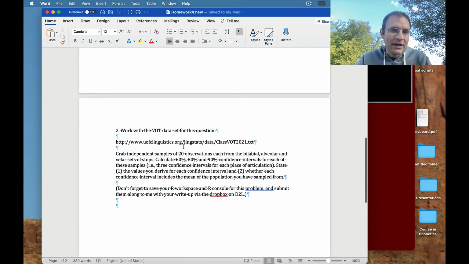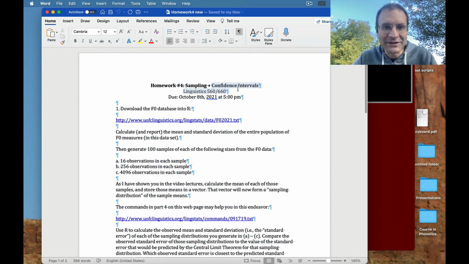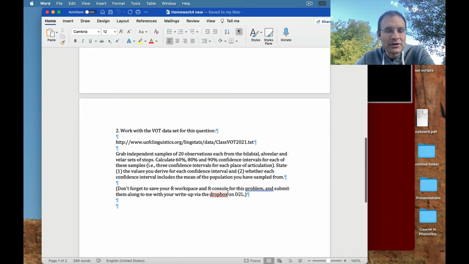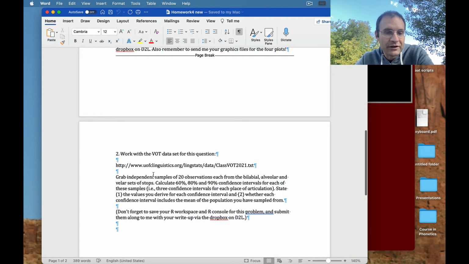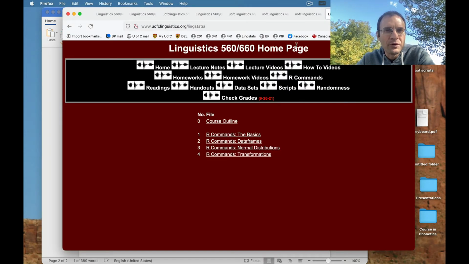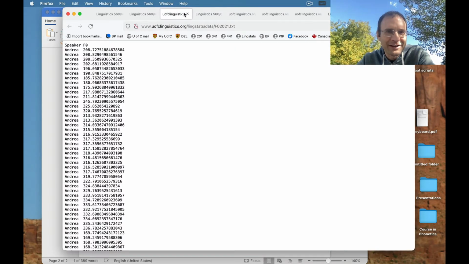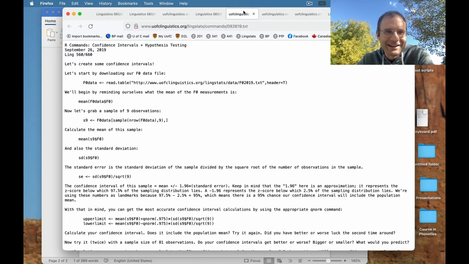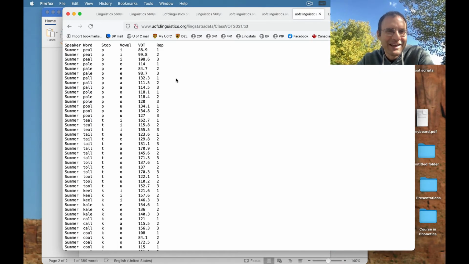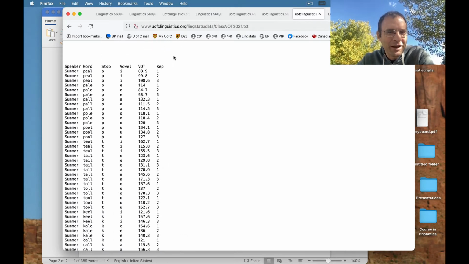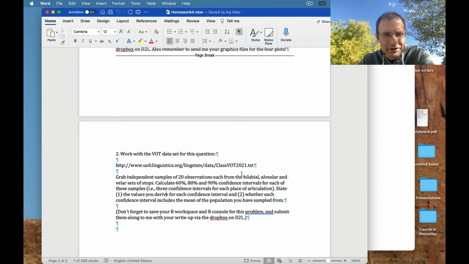For part number 2, it's about the second half of this, which is confidence intervals. So I basically want you to generate a few confidence intervals, and this time we're going to go back and work with this VOT data, which we've played around with before. It's in here somewhere. It's this one. Yeah, so class VOT 2021. We've seen this stuff before, and we're still going to split it up for the 3 different places of articulation, because we know that those 3 places of articulation have an effect on the VOT that we observe in this data set.